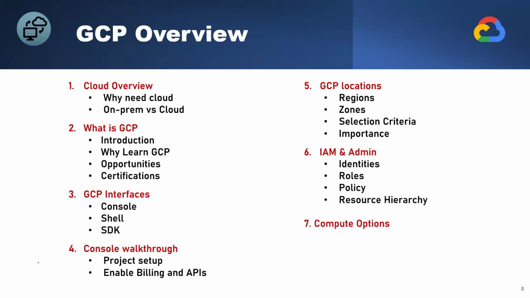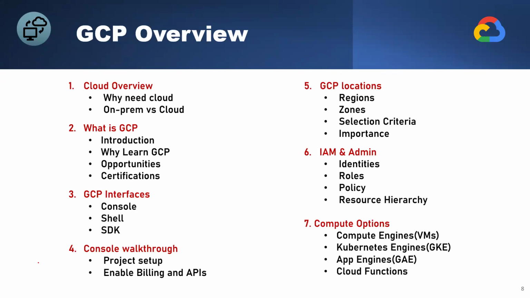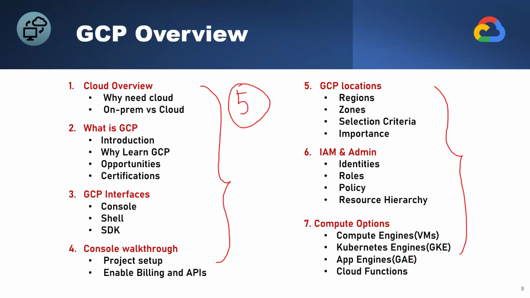identities, roles, policy, resource hierarchy. Compute options, the basic things: Compute Engine, Kubernetes Engine, App Engine, Cloud Functions. So these are the basic things, guys. All these are basic concepts. We are going to cover them in 5 days only. Within 5 days, we are going to cover all of these concepts.